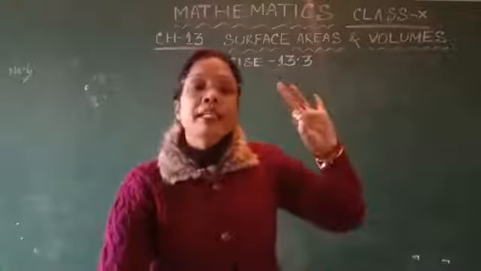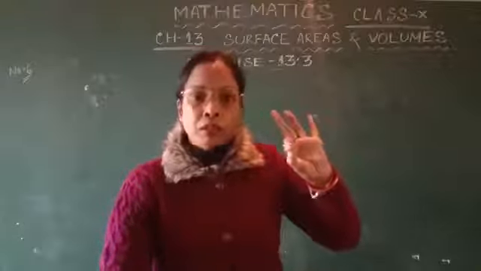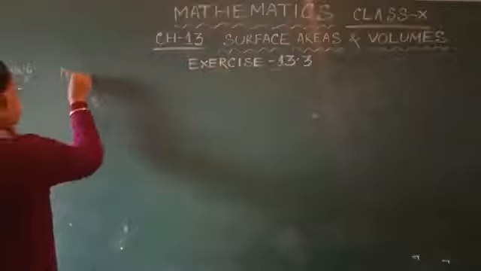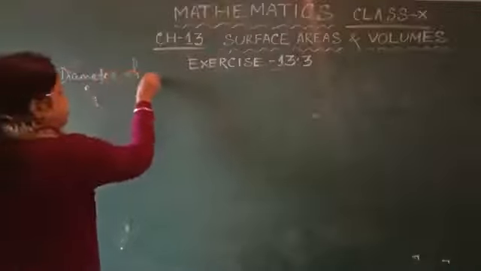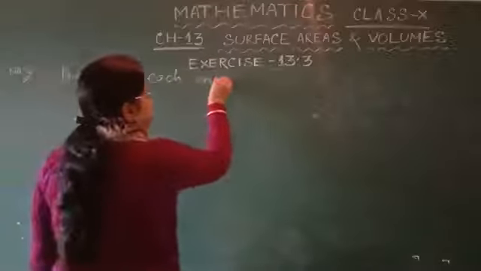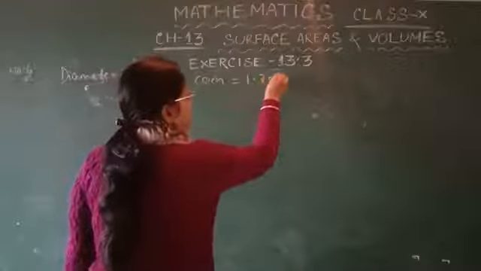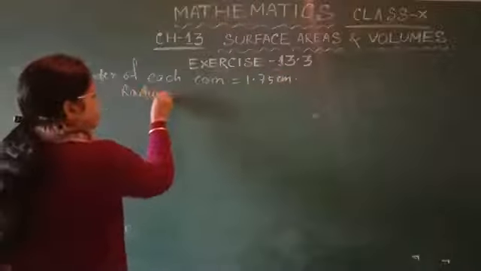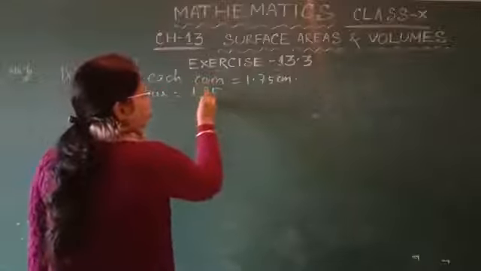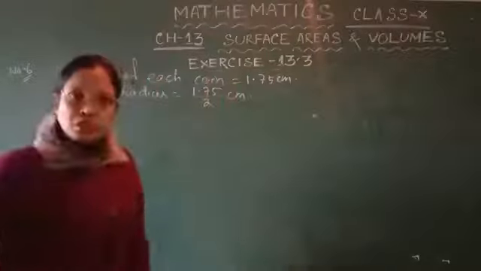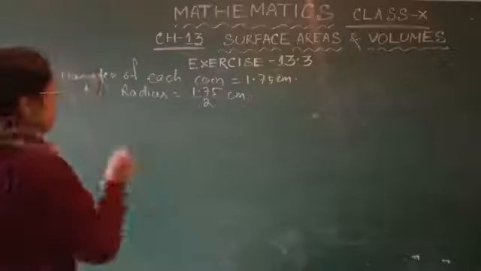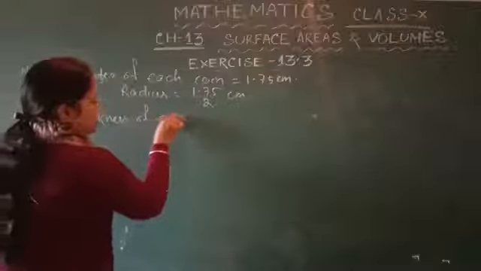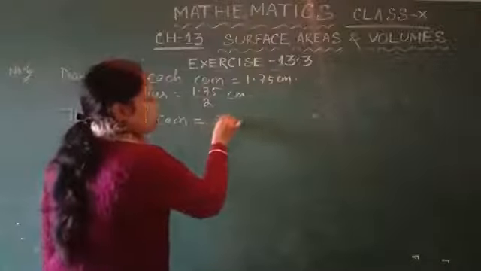centimeter and the thickness is 2 mm. Okay, so now here we write the diameter of each coin is equal to 1.75 centimeter. So the radius is equal to 1.75 upon 2 centimeter. Okay, and it is given what? The thickness of the coin is 2 mm.